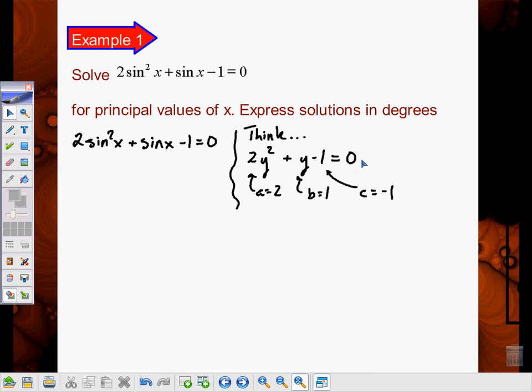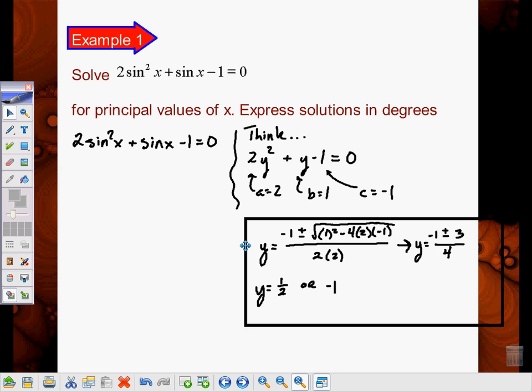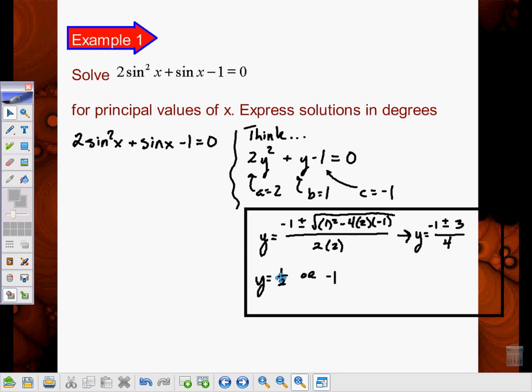Remember, for the quadratic formula to work when solving for y or whatever the variable is, we have to have the equation set equal to 0, and then we can go ahead and crank things out, which I've done ahead of time. Okay, so it gives us y is equal to 1/2 or -1 when substituting these in. However, we're not solving for y. We're solving for the sine of x, because that's what we substituted for y. So this actually tells me the sine of x is 1/2, or the sine of x is -1.